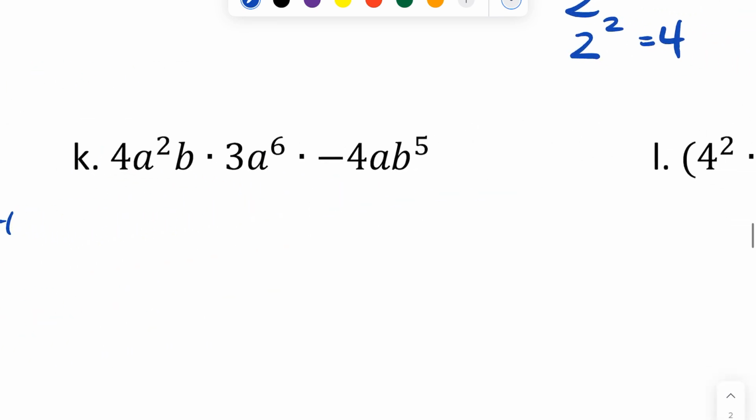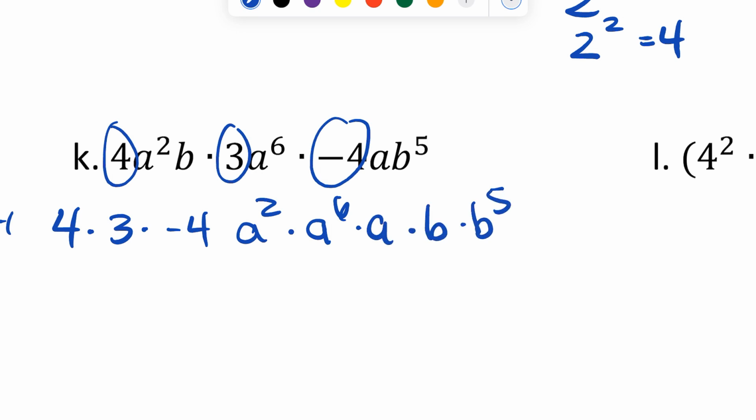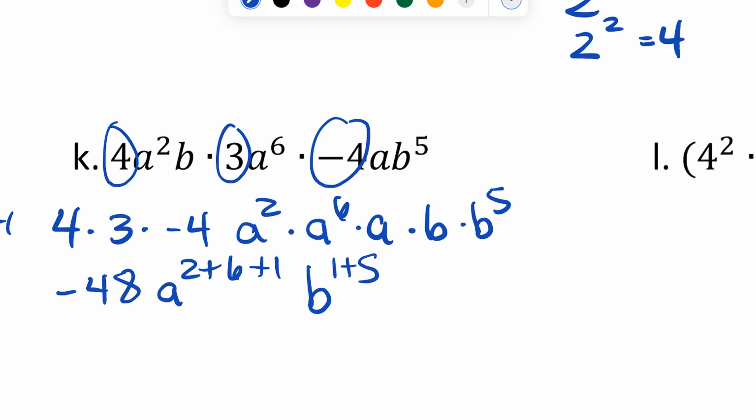Here, coefficients. This is multiplication, so 4 times 3 times -4. Then I have a squared, a to the 6th, and a to the 1st. I have b, and I have b to the 5th. So that would get me -48. I would add my exponents. Oops, I didn't mean to write h. So I would get negative 48, a to the 9th, b to the 6th.